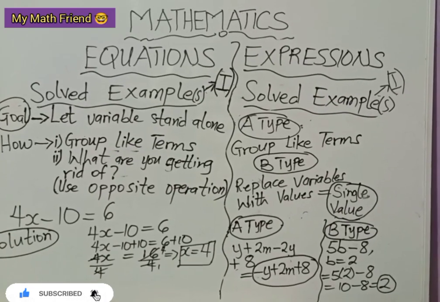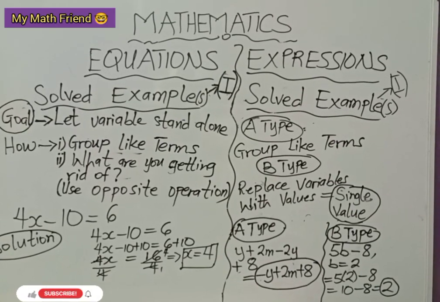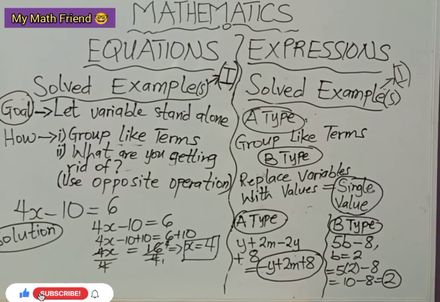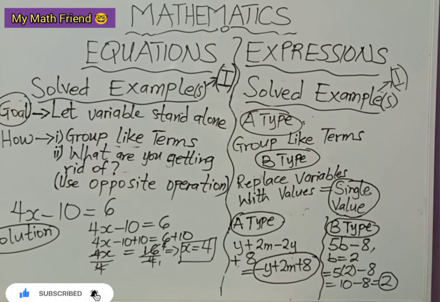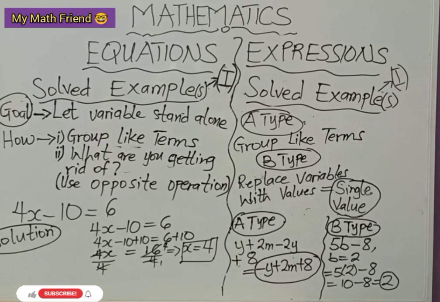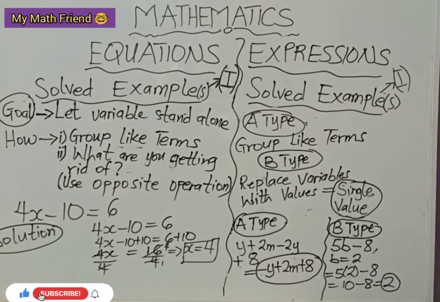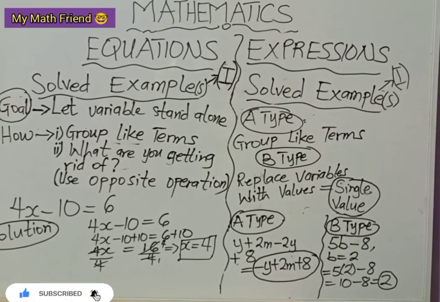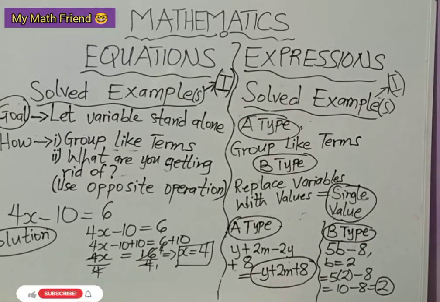The B type, that is, let's say 5b minus 8. You have been asked to find the solution for 5b minus 8, given b as 2, where b is equal to 2, as you can see from the screen. Now, if b equals 2, what do we do? Like I said with the B type, you replace the variable. What's the variable? It's b. Replace it with the value. What's the value for b? It's 2. So wherever you see b, you put 2 there.